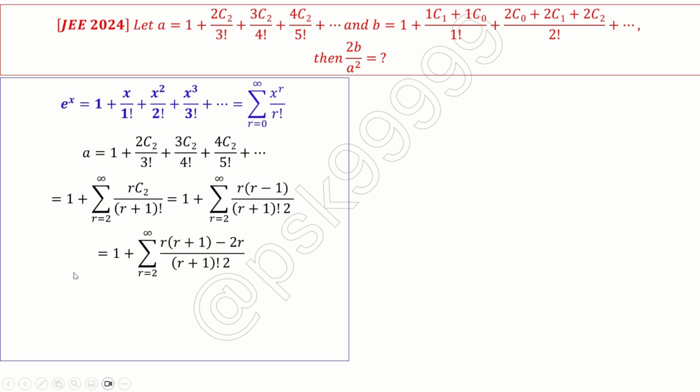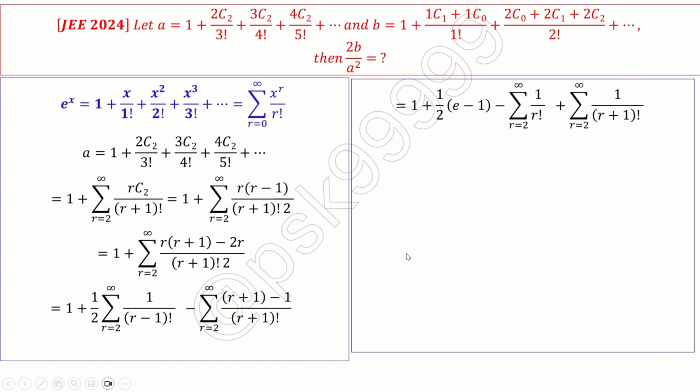Now I can change the numerator into r plus 1 minus 2, and here I am separating r into r plus 1 divided by r plus 1 factorial into 2. So 1 by 2 into sigma. r into r plus 1 will get cancelled. I am left with r minus 1 factorial here. This is simplification. Minus 2r by this value, 2r I am writing it as 2 and 2 gets cancelled. So r I am writing it as r plus 1 minus 1, so that I can cancel r plus 1 with this one.